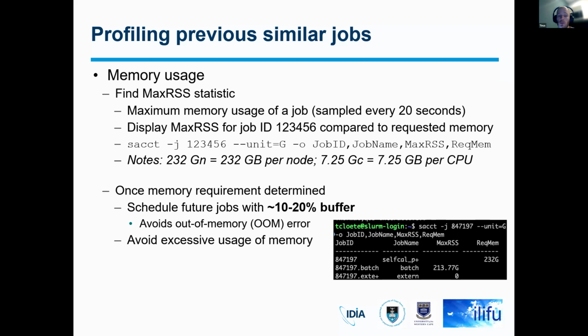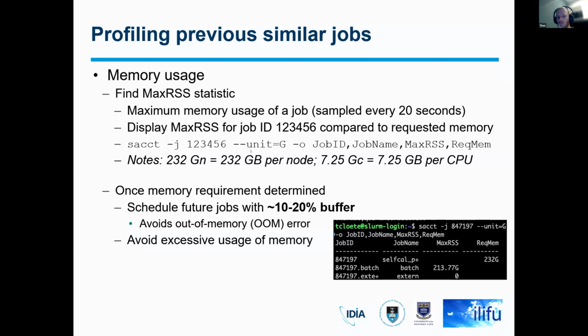So for instance, if you want to know what the max RSS is for job ID 123456, you can use sacct and then -j, because that'll give you a job ID. And then you can use -o to specify specific columns that you want to display. In this case, I just want to display the job ID, the job name, and specifically the max RSS for the maximum memory, and then also the requested memory, to show what was the amount of memory that I requested for this job.